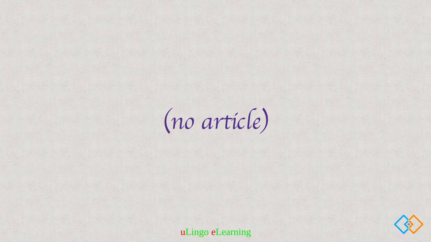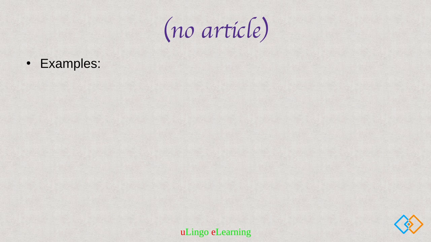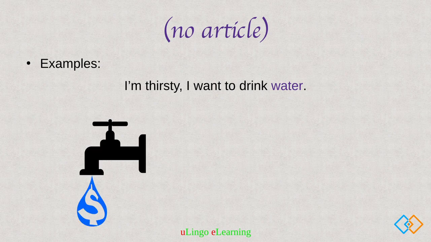There are cases where we don't use any articles before a noun. In the next part, we are going to learn about a rule when not to use an article. First, let's have a look at the examples. I'm thirsty. I want to drink water.